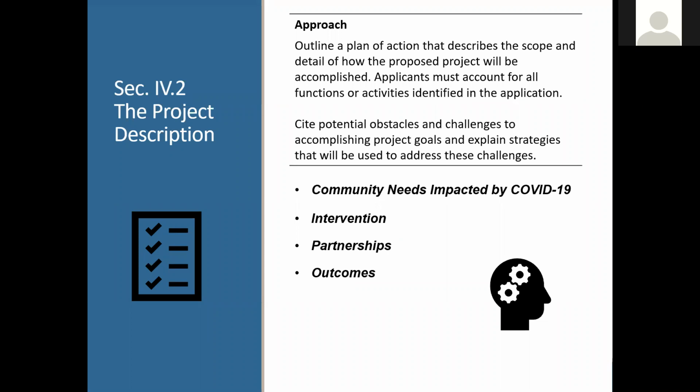This section really discusses what is considered to be the meat of the project and details exactly what the applicant will be doing to address the community needs that have been impacted by COVID-19. It should also discuss the intervention that the applicant will undertake to address those needs and identify any partnerships that will accomplish those goals.